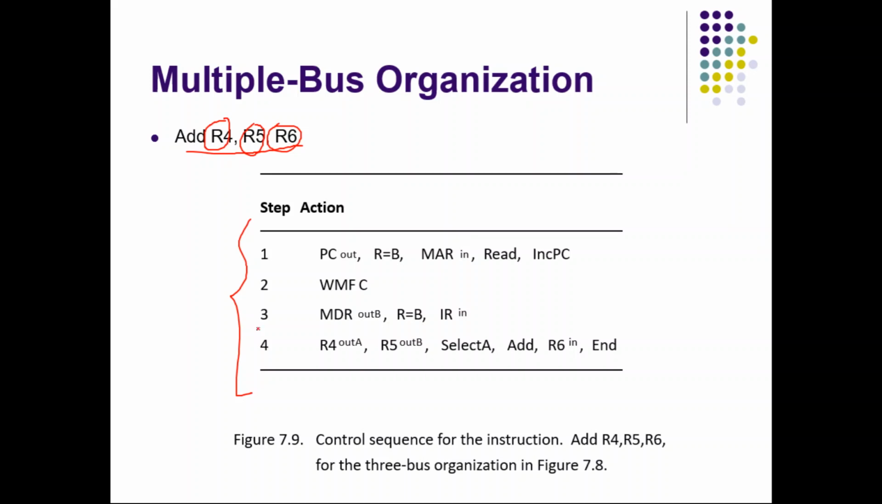Let us assume that this instruction is available at address 2000, and the address of the next instruction is 2004. The previous instruction was at 1996. Let us assume that the previous instruction was just completed, so PC will currently be holding 2000.